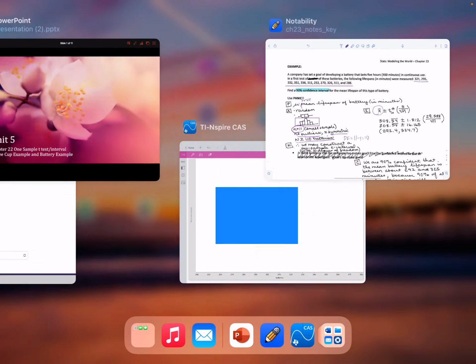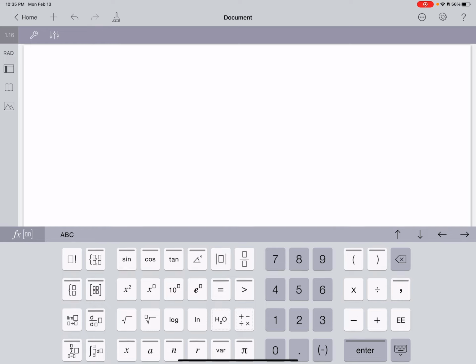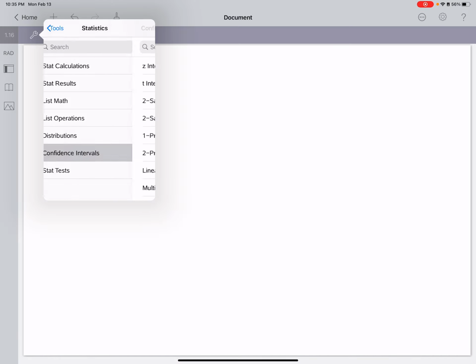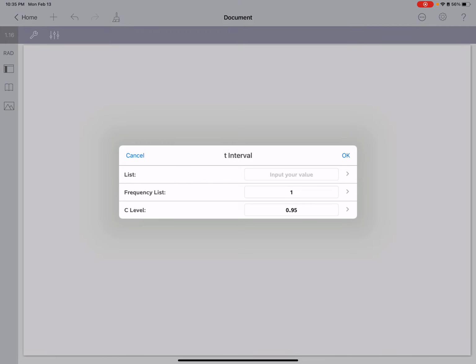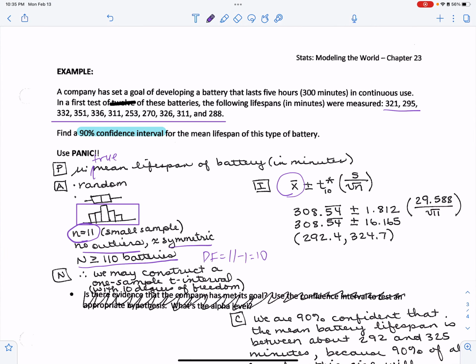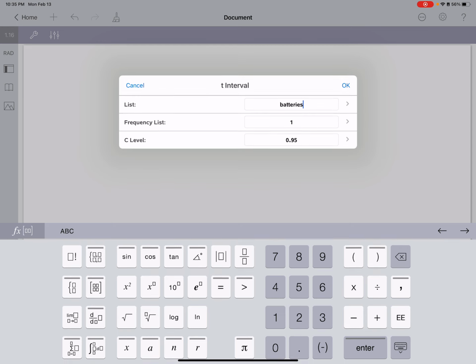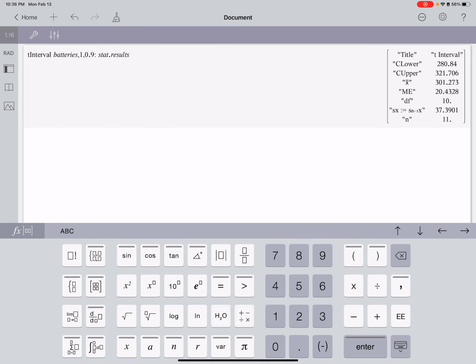But let's go ahead and run a confidence interval. I'm going to run a confidence interval by going menu, stat, confidence interval, and it is a t interval, and I have data again. So my list of data is batteries, and I don't have a frequency list this time. My confidence level, I think they want 90%. Yes, 90%. So I'm going to go to here, 90%, okay.